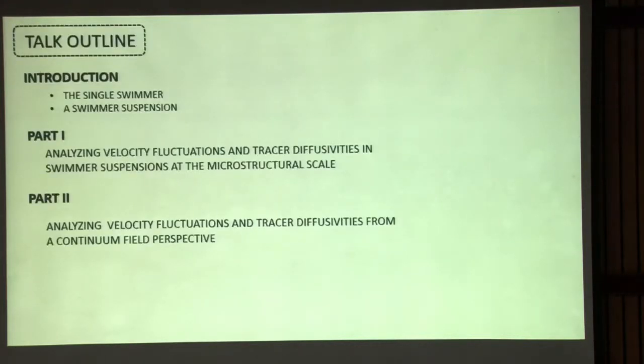Okay, so I'll first introduce you to what a single swimmer does, before moving on to a suspension of such swimmers. And then the talk will be in two parts. The first part, where I analyze velocity fluctuations and tracer diffusivities by looking at the microscopic scale. So looking at how a tracer bead interacts with the swimmer, which is how you normally go about things in suspensions at the level of the swimmer or particle. And then explain some of the findings, especially in simulations.